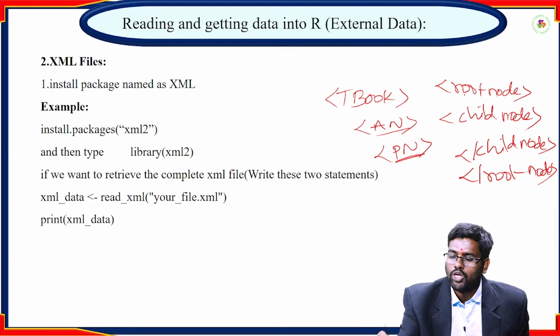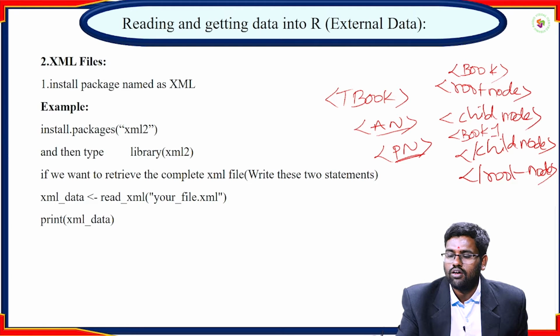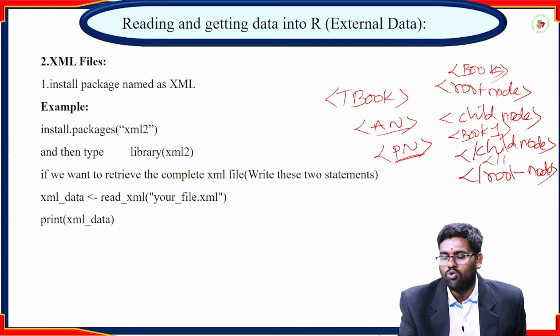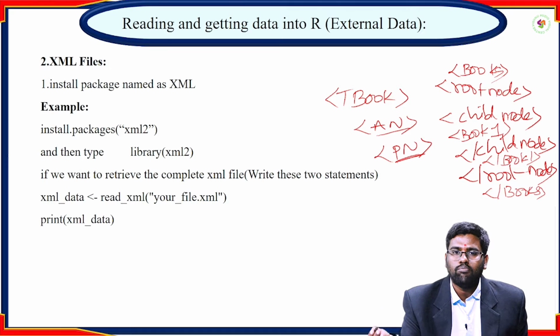Now I will take, for example, the root node as books, and inside that I will take the child node book1. I close book1, and next I close books. If the given structure has more books, then inside the root node books we take book1, write the content inside it and close book1, and next we take book2, write the content inside it and close book2. Like that we create the XML structure. That is about the XML structure.